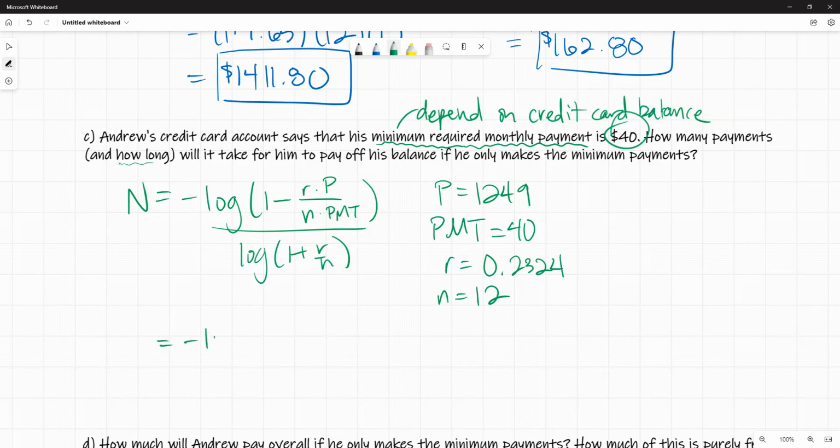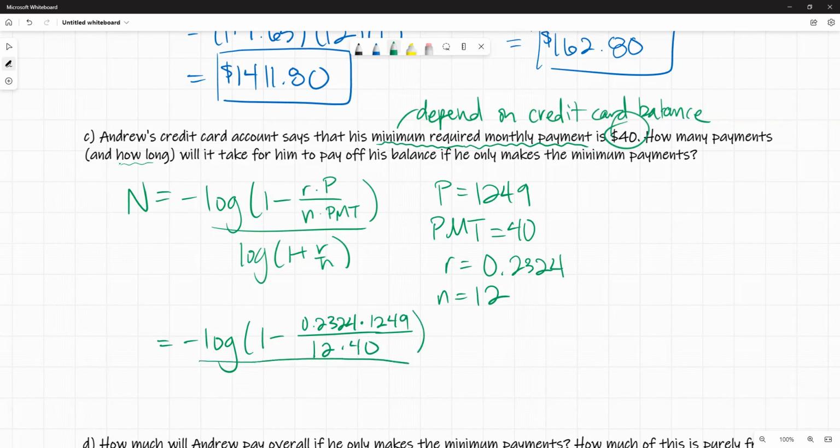We get negative log of 1 minus, in the numerator, 0.2324 times our P, which is 1249, over N, which is 12, times 40, which is our PMT.